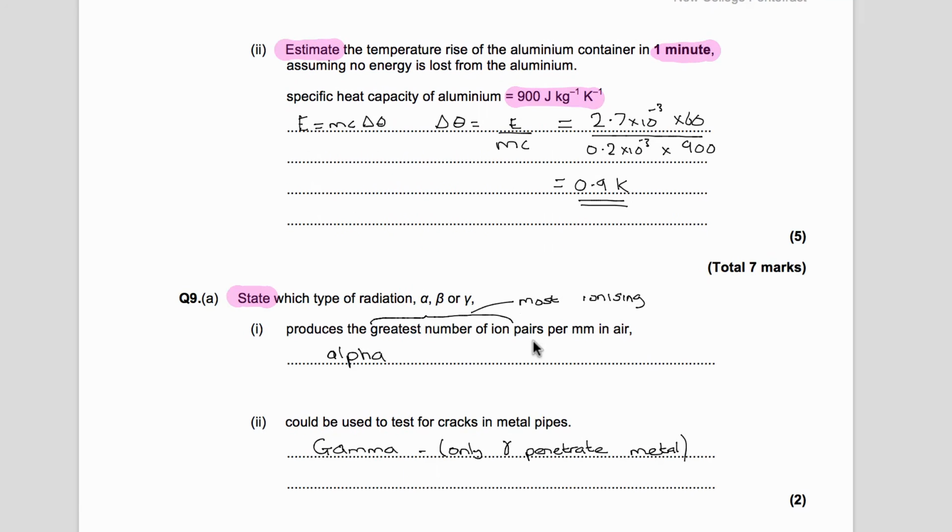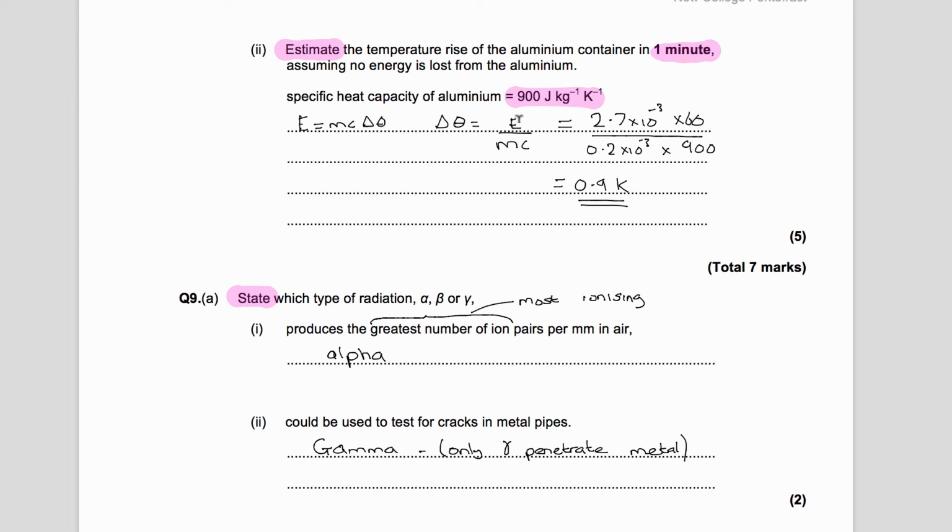In part 2, I'm then asked to estimate the temperature rise of the aluminium container in 1 minute. And helpfully, the exam board have put 1 minute in bold to kind of show us that we're now not talking about a second anymore, and we're going to assume that no energy is lost from the aluminium. It also tells us the specific heat capacity of aluminium is 900 joules per kilogram per Kelvin. So automatically we should be thinking, right, okay, it's not a nuclear type question, it's a specific heat type question. So specific heat capacity, energy equals mass times specific heat capacity times the change in temperature, which is what we're asked to work out.